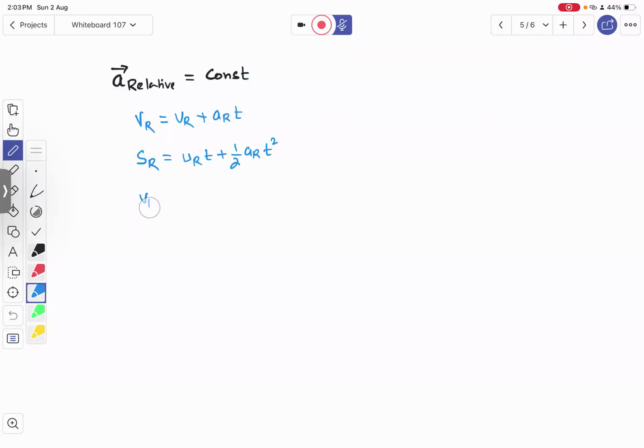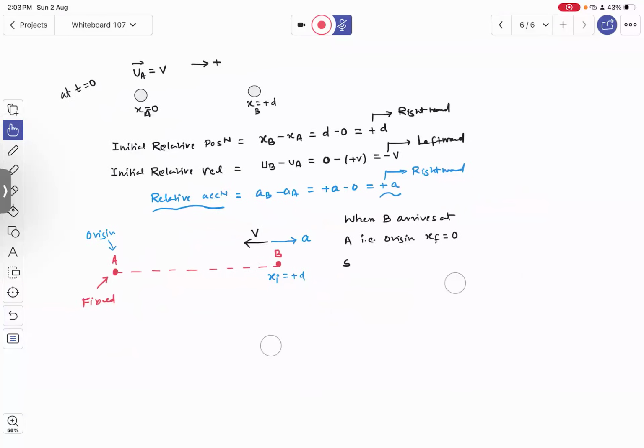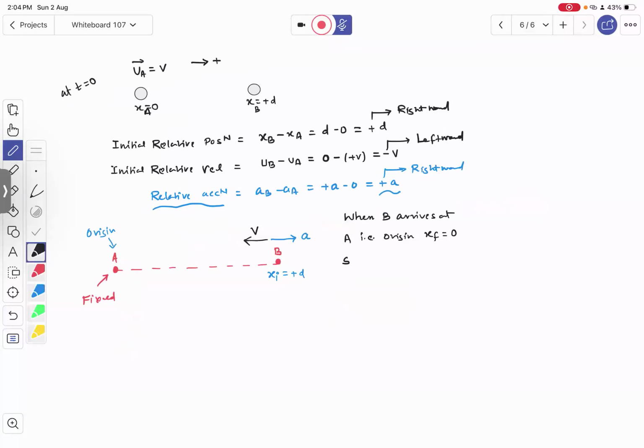Then what else is there? V relative squared will be equal to U relative squared plus 2 A relative into S relative. And one more was there, no? The average velocity one. And one more was there, displacement in the nth second. So the same ones I can use again, just every term will be a relative term. Like the case that we have here, what is the relative acceleration? I got it here, plus A. Plus A or minus A doesn't matter. It is a constant with respect to time. So here I have the case where the acceleration of B with respect to A is a constant. Since the acceleration of B with respect to A is constant, I can use displacement of B.